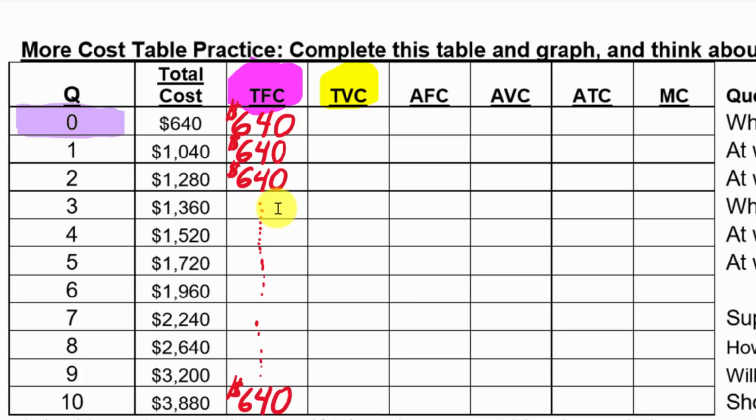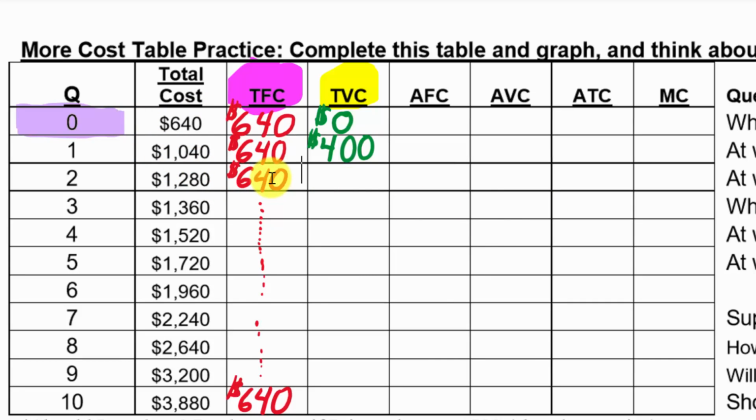So in order to figure out the TVC, or the total variable costs here, we just subtract total cost minus fixed costs gives you variable costs. Now remember that variable costs are zero. We're not spending any money on labor and materials costs when we're producing no units. Here, 1,040 minus 640 means that we must be spending $400 on variable costs when we produce the first unit, and so on.